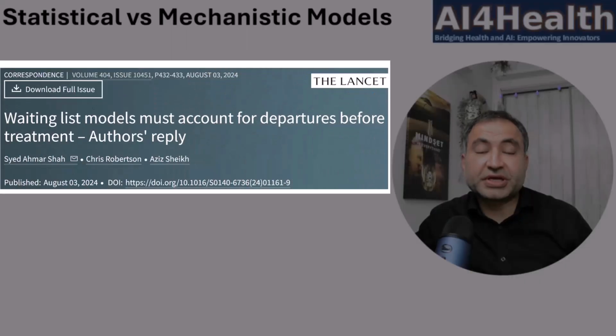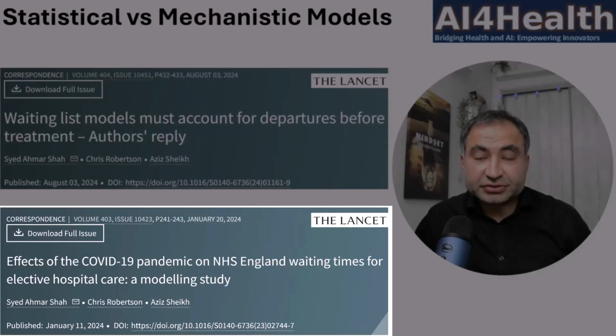We recently published a correspondence in the Lancet that attempted to explain two different paradigms of modeling, a statistical approach and a mechanistic approach. We wrote this in response to a letter that incorrectly assumed that our model did not account for patients that are removed from the waiting list without being treated.